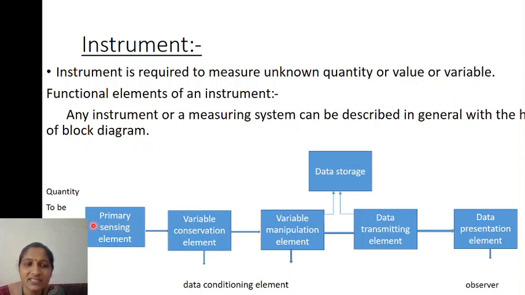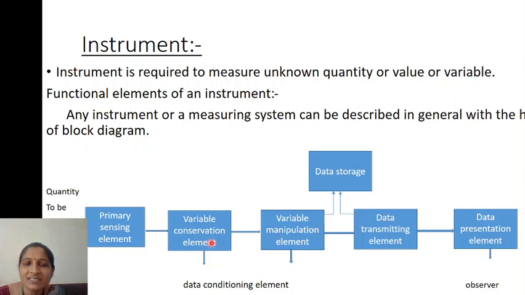Under that, first we need to know which quantity is to be measured. The quantity which is to be measured is given to the primary sensing unit. This primary sensing unit can be a transducer. Whatever the quantity is to be measured, it is given to the primary sensing unit. That primary sensing unit will first sense this quantity and then convert the quantity into the required signal. That is nothing but the variable conversion element.